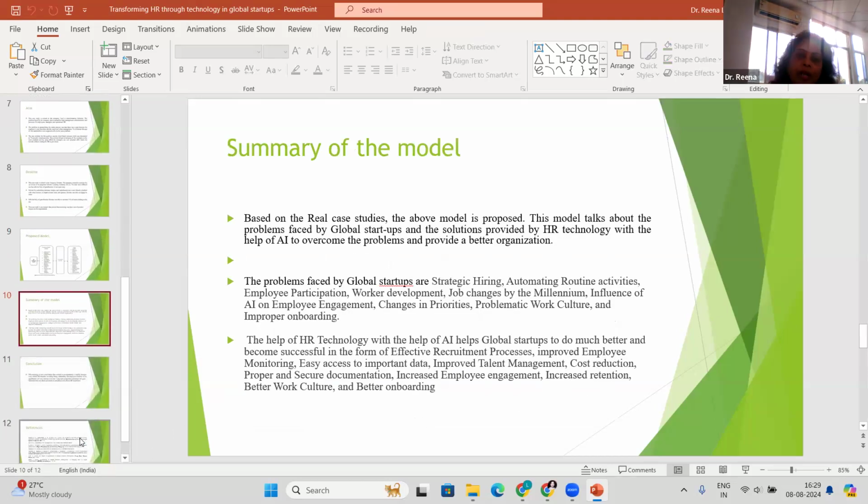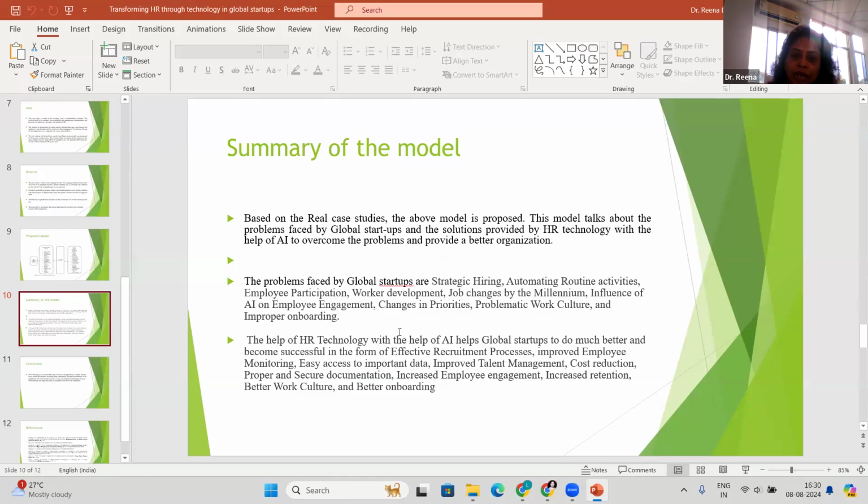So the summary of the model is based on the real case studies that a model is proposed. This model talks about the problems faced by global startups and the solutions provided by HR technology with the help of AI to overcome the problem. The problems faced by global startups are strategic hiring, automatic routine activities, employee participation, worker development, job challenges by the millennium, influence of AI on employee engagement, changes in priorities, problematic work culture, and improper onboarding.